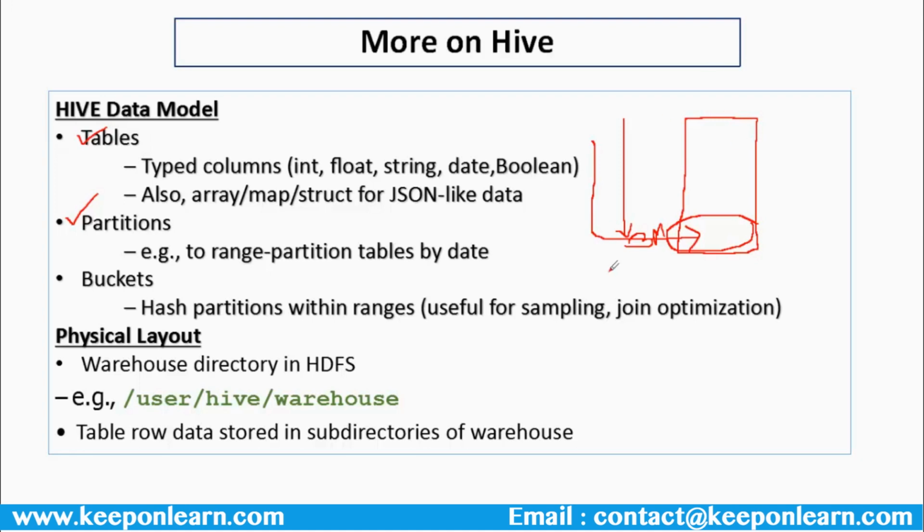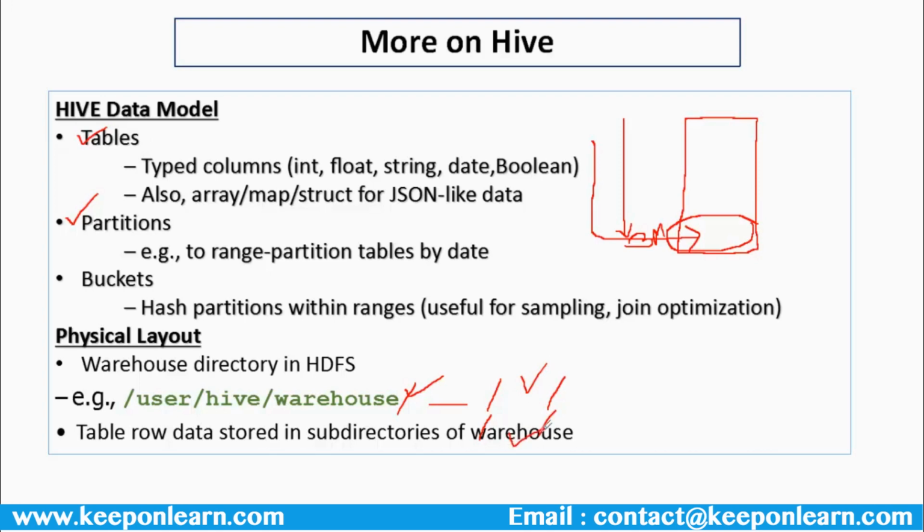Okay, and the physical layout: as I said, at the end of the day our Hive also is going to store our data in the HDFS file system. The default location of the warehouse for our Hive is /user/hive/warehouse. You can have a different location also, which we are going to see in our classes very thoroughly. The table data is stored in subdirectories of Hive, so whenever you create a database and your tables, subdirectories are created on top of the HDFS file system.